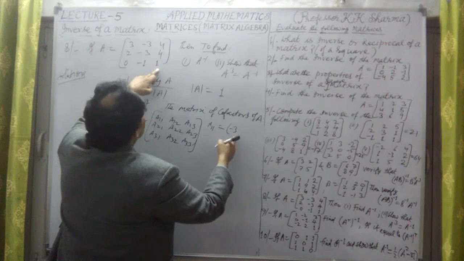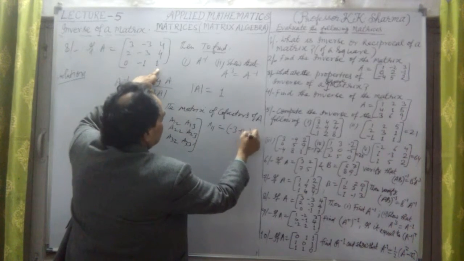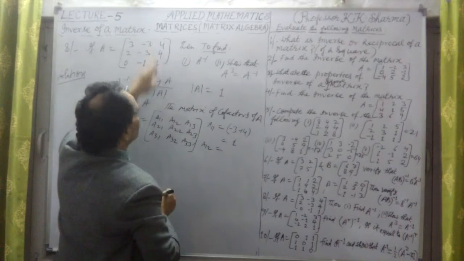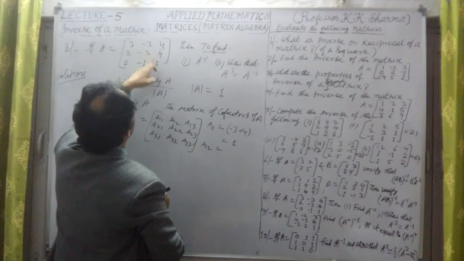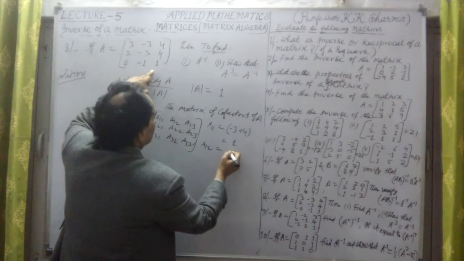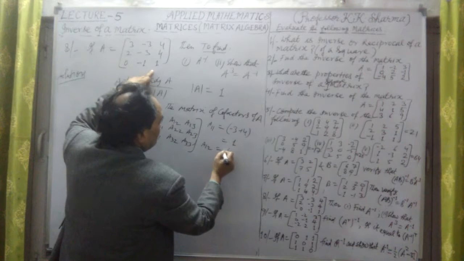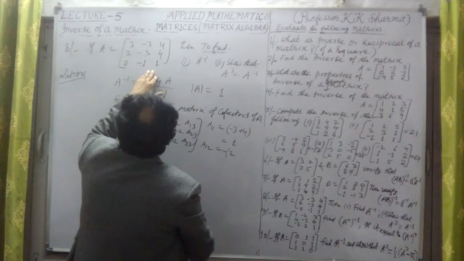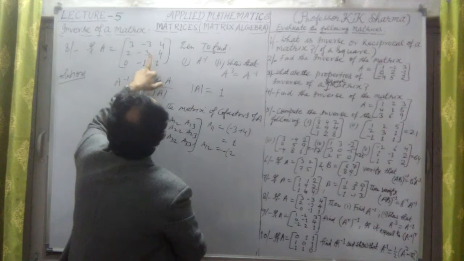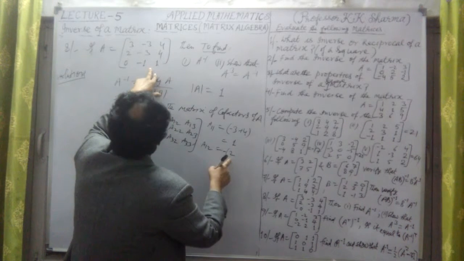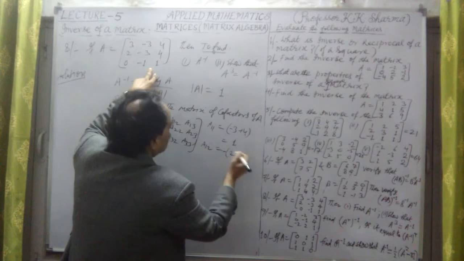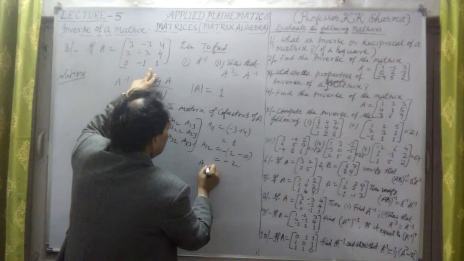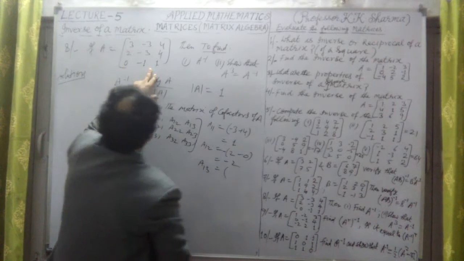Minus 3 into 1 is minus 3, and plus 4 is only 1. And A12 is for minus 3. What is the cofactor of minus 3? It is 2 only. So it is 2, and there is a minus sign here as well, that is a negative value, the negative value of minus 3. So it will be 2 minus 0, that is minus 2.